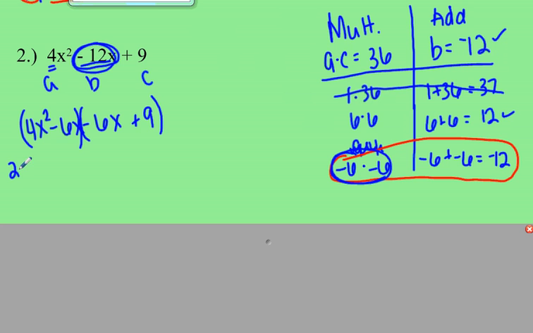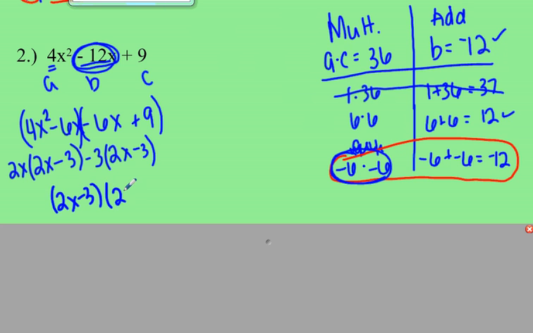The GCF of my first group is 2x, leaving me with a 2x minus 3. The GCF of my second group is negative 3, leaving me with 2x minus 3. And so my final answer through the factor by grouping method is 2x minus 3 times 2x minus 3. And if you remember from our perfect square video, our answer can also be written as 2x minus 3 squared.